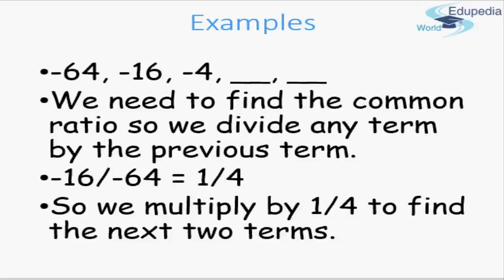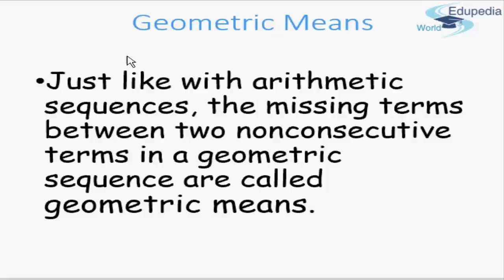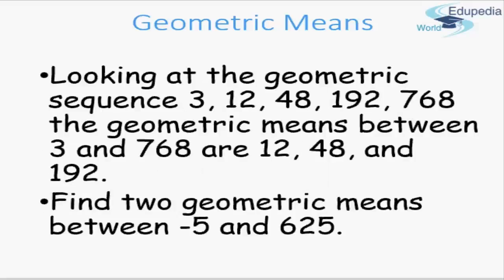Now after we saw what a geometric sequence is, what did we do in arithmetic progression? We went through the arithmetic means. Just like with arithmetic sequences, the missing terms between two non-consecutive terms in a geometric sequence are called geometric means. We saw that the missing terms between two non-consecutive terms in an arithmetic progression were called arithmetic means. Over here they're called geometric means. So we're going to go through the geometric means now. This is what it basically means.